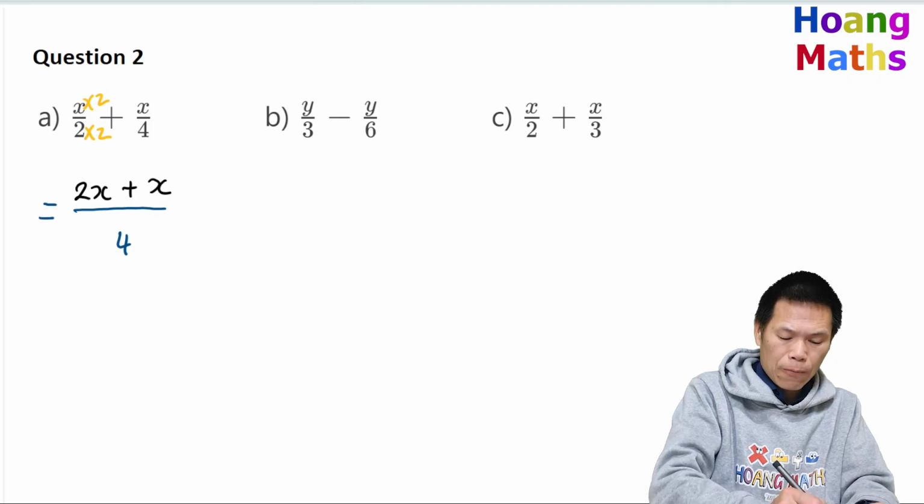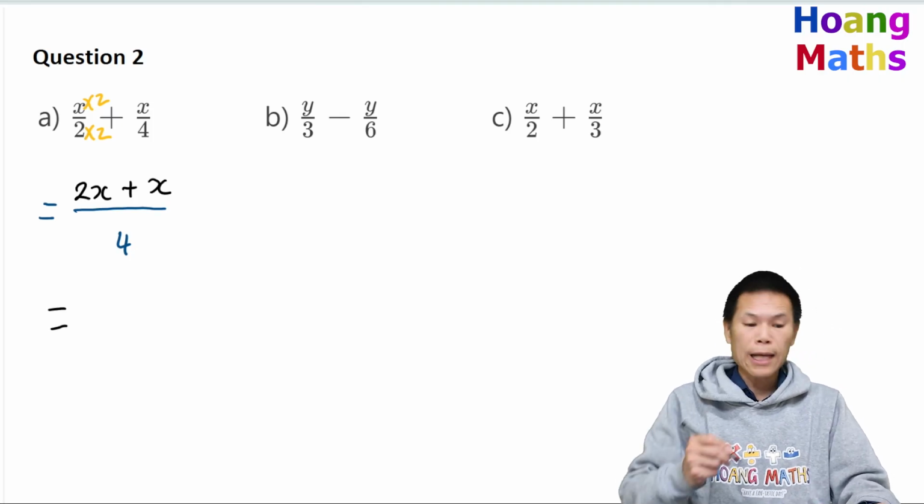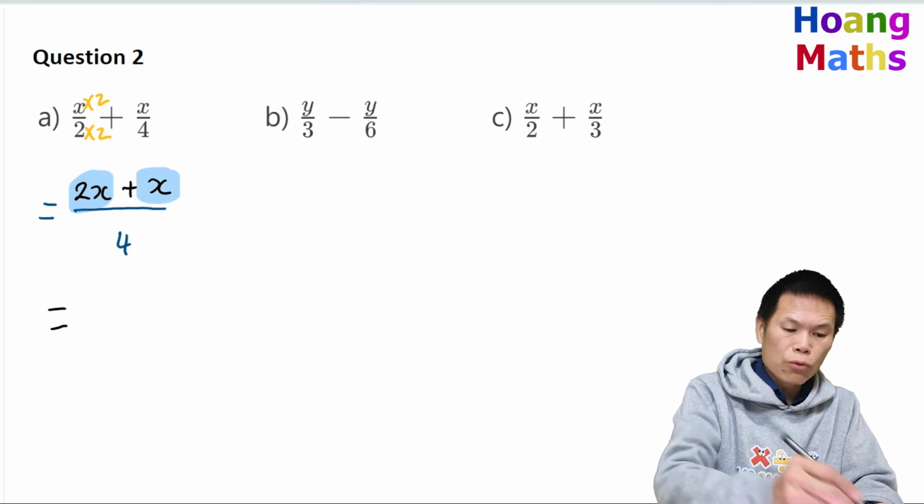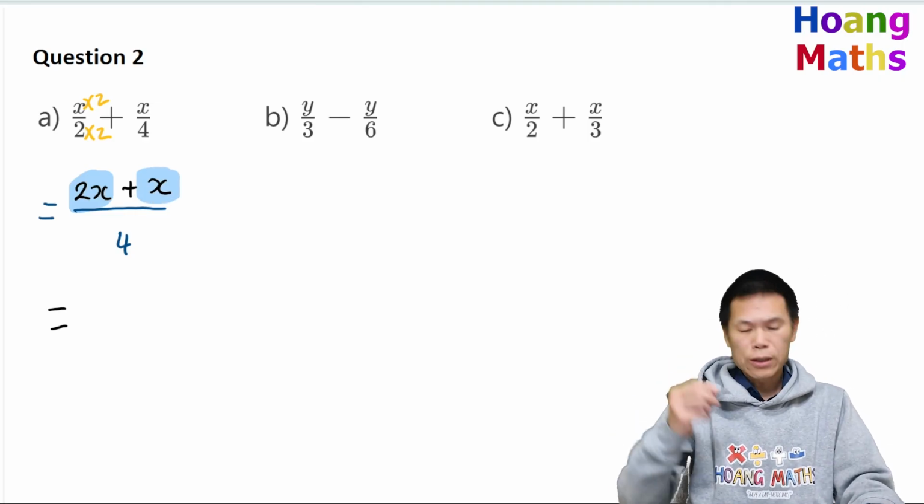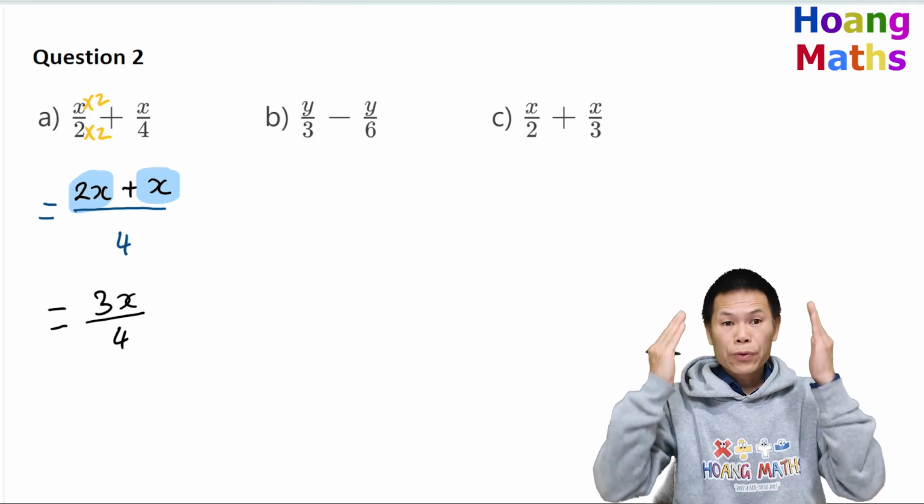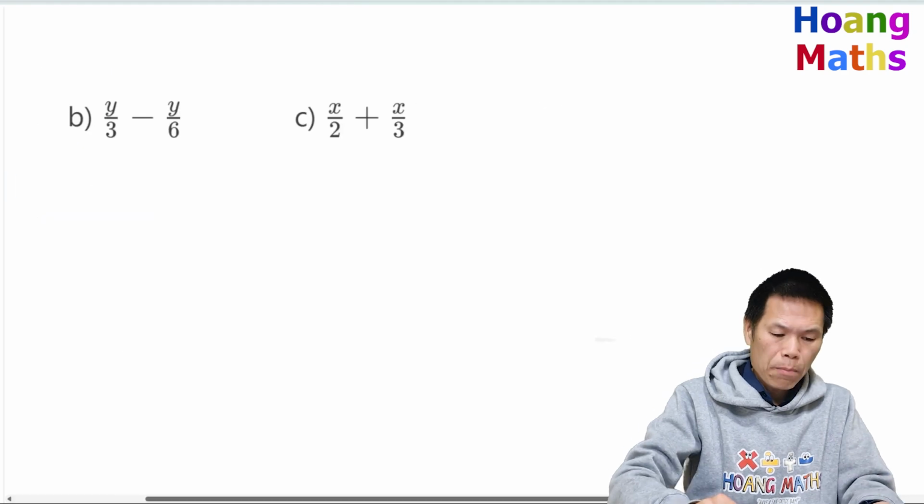So there you go. That will give me, collecting like terms, 2x plus x. So 2 plus 1 gives me 3. So 3x over 4. There you go. Part B.